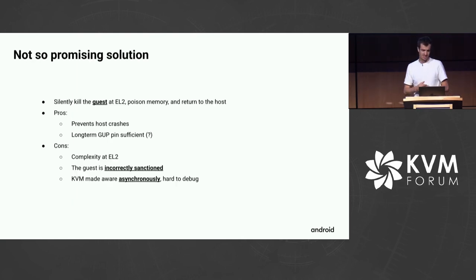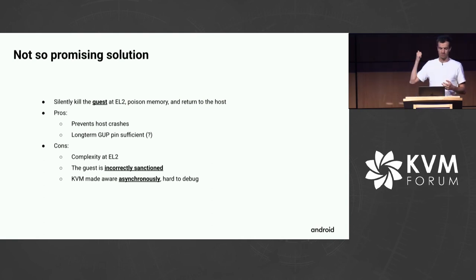Another possibility, but which is not so promising, would be to have the hypervisor just kill the guest. That is slightly ugly, but it should work. The idea would be that the hypervisor, when it sees that the host accessed the guest memory, kills the guest, poisons all of it, and returns it to the host, and just lets the host write or read the poison values and essentially just proceed and not fail. One of the pros is that we can keep our long-term GUP thing working, and we don't have to make any changes on the core MM side, essentially.